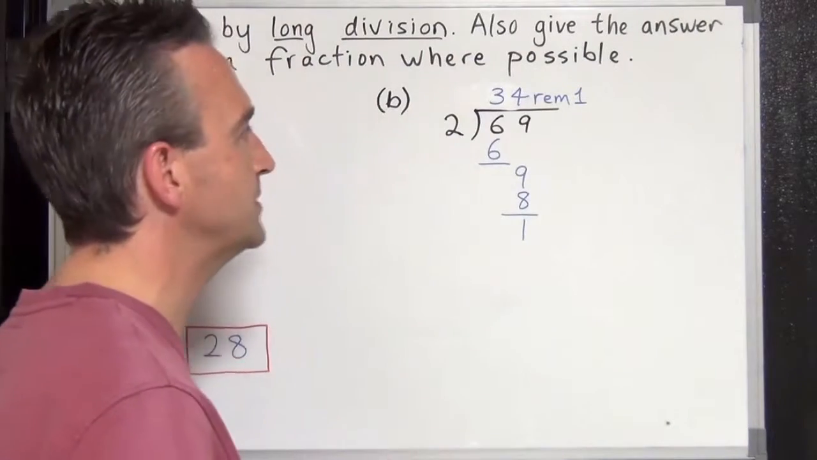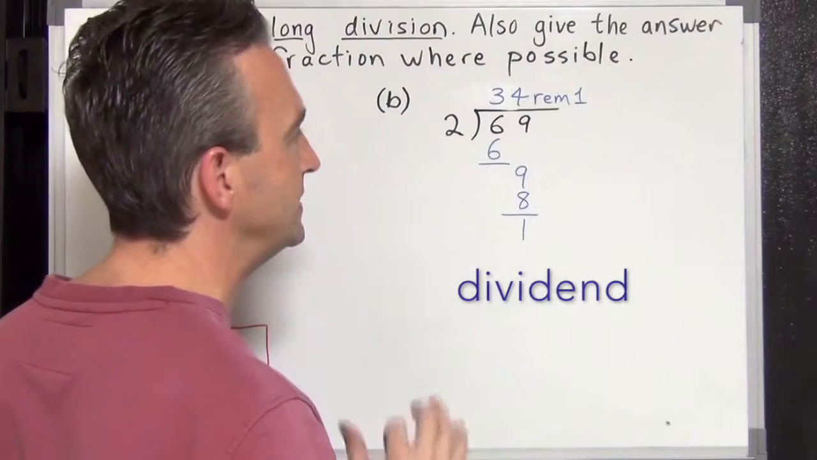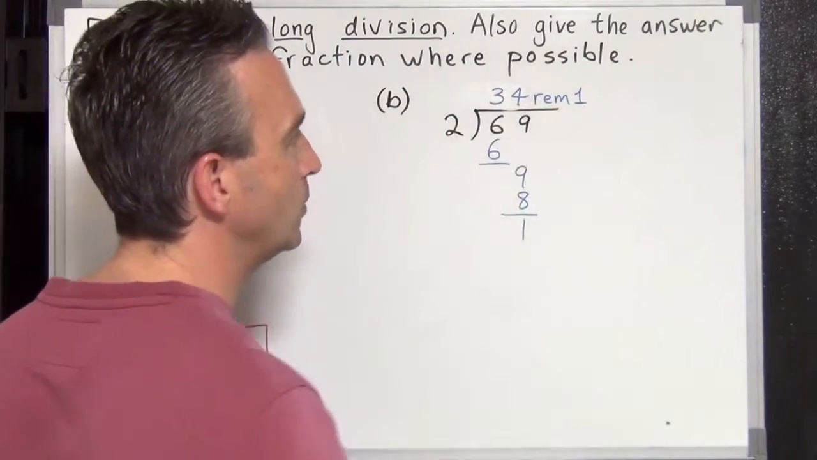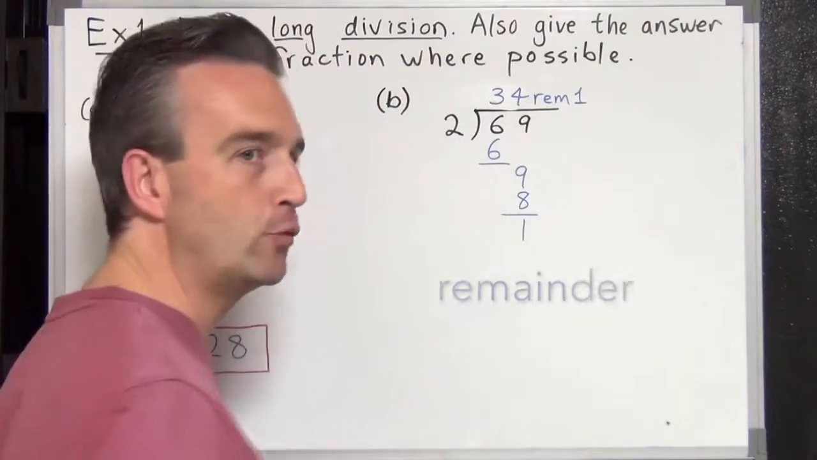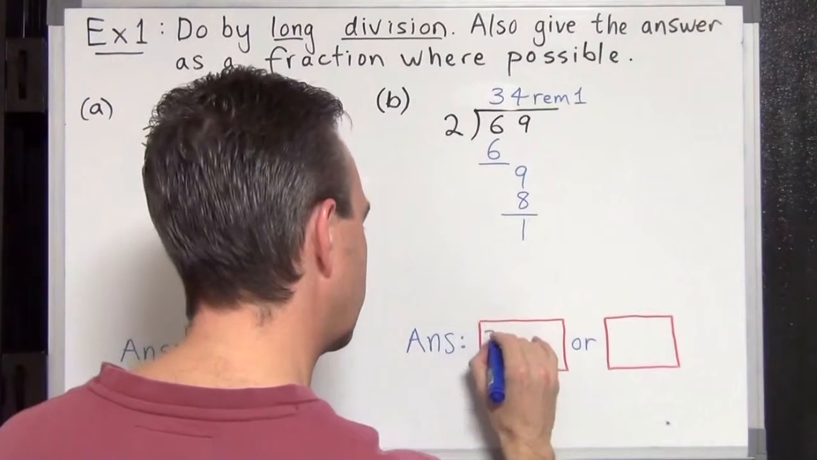So we have a few terms for these numbers here. In this question, 69 is what we call the dividend. 2 is what we call the divisor. 34 is what we call the quotient, the answer. And 1 here is called the remainder. So our answer here is 34 remainder 1.